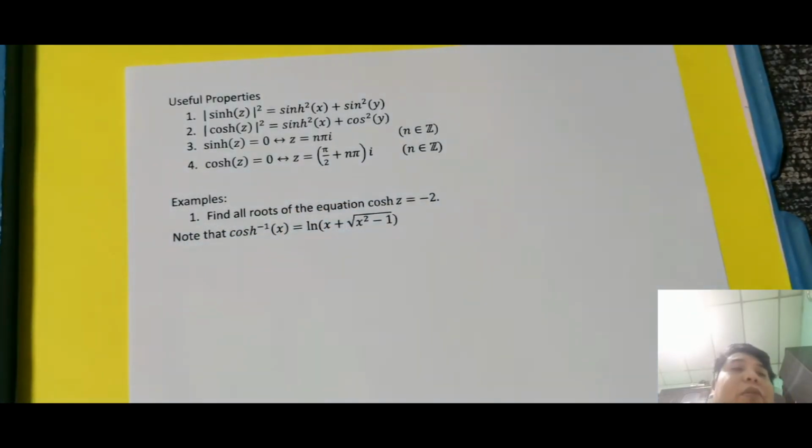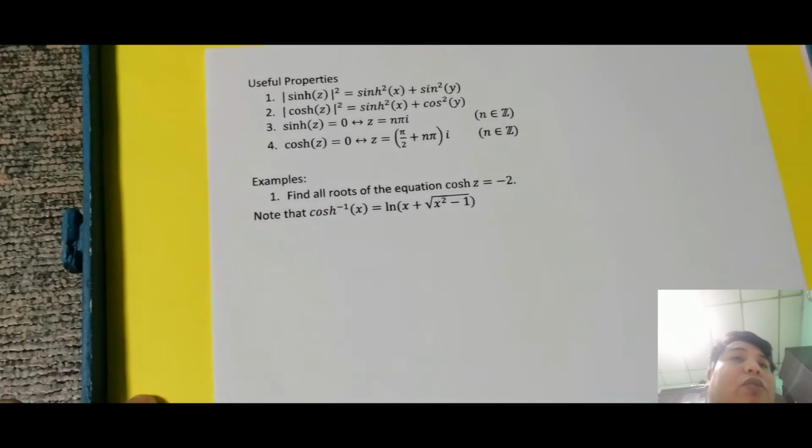So magkaiba siya dun sa previous. Dun kasi walang i na nakalagay. Dito may i na talaga nakalagay. Okay, so let us try ulit na i-apply yan. Ngayon nagdalawang example na ako para at least madagdagan yung idea nyo paano gagawin tong mga ganitong given natin, paano yung mga ganitong solution natin.